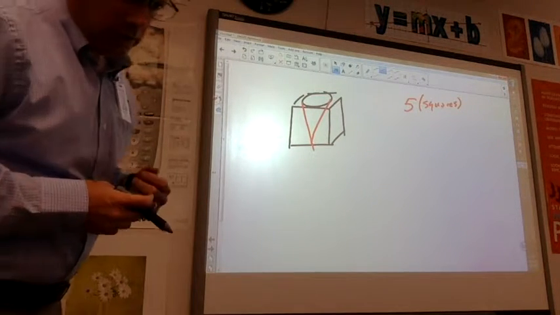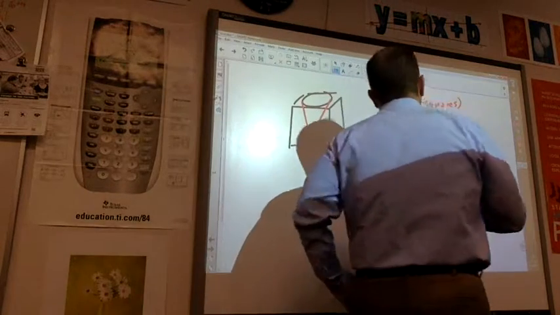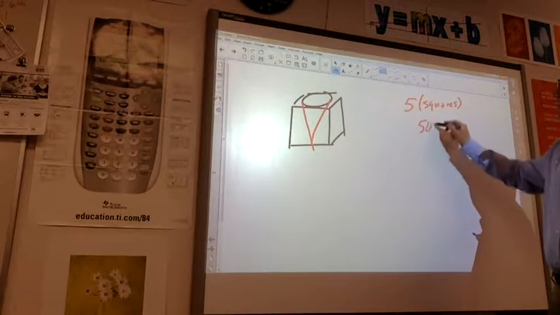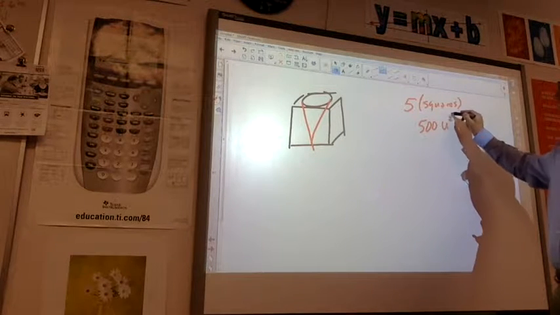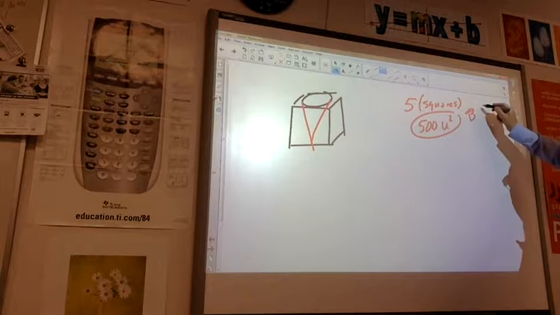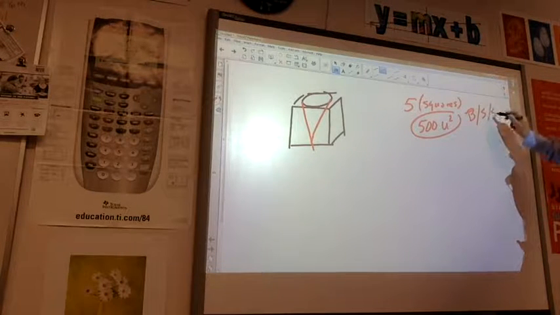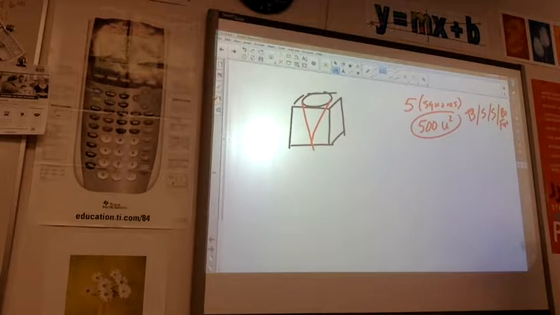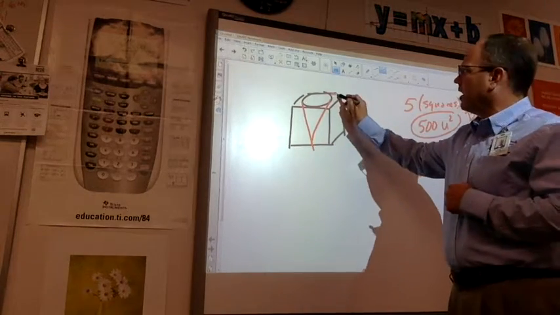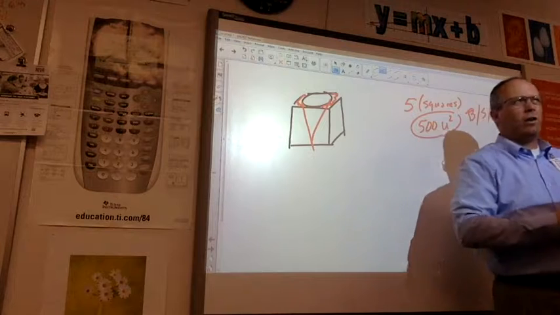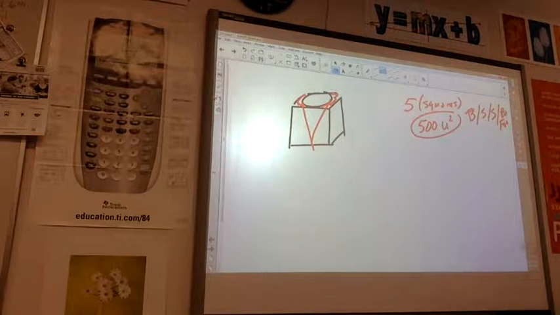Agree? So each square is 10 by 10. So 10 times 10 is 100. So I get 500 square units. So that's the top, the bottom, the side, the back, and the front. Does that make sense how I just said that? So now I have this little tiny area up on top that I have to find as well as the lateral area of the cone. Make sense?